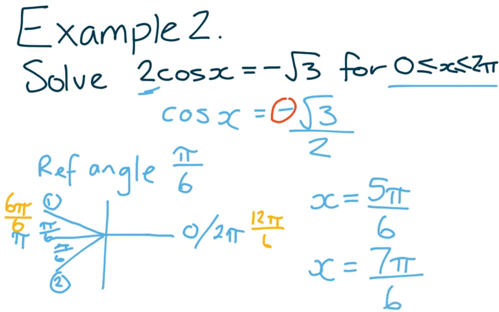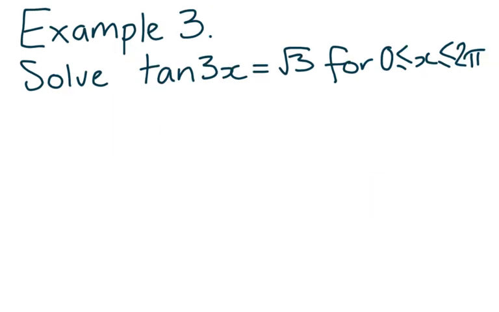So they would be our two solutions for when cosine of x equals negative root 3 on 2. It would be at 5 pi on 6 and 7 pi on 6. Those two examples were quite straightforward. This last example here, solve tan 3x equals root 3 for 0 to 2 pi.